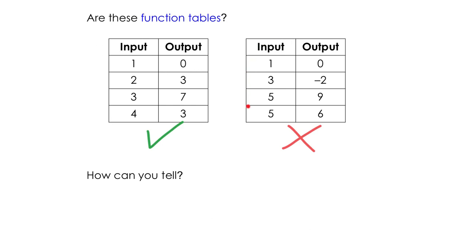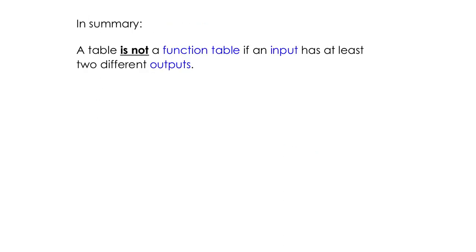If I look at the second one, though, look carefully. Input 5, 2 different outputs. So for the same input, we get different outputs. Because each input doesn't have exactly one output, this is not a function table. So just remember, a table is not a function table if an input has at least 2 different outputs.